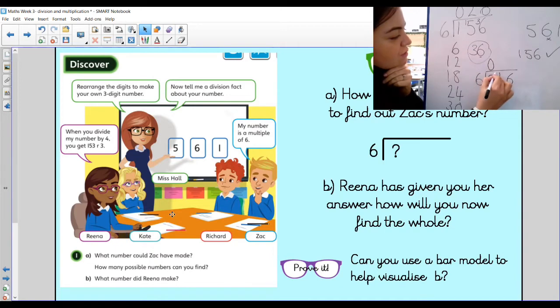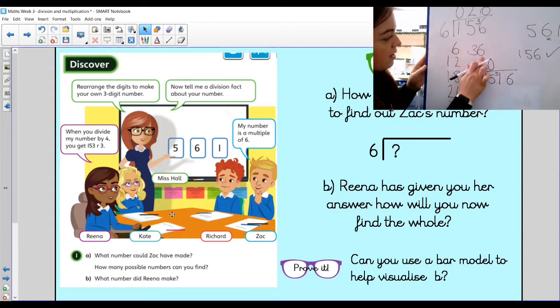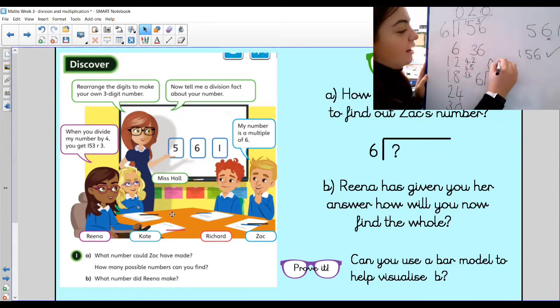So 0, and then I've got 15. 50 more tens, so 51 tens. Oh, I need to go a little bit longer with my 6 times table. So 36, 42, 48, 54. So that's too many. So 48 is 1, 2, 3, 4, 5, 6, 7, 8 lots.